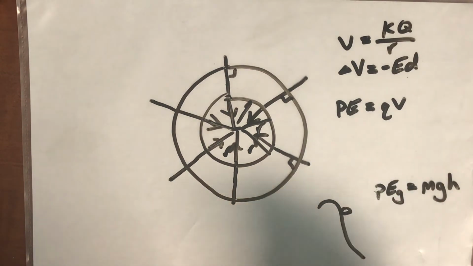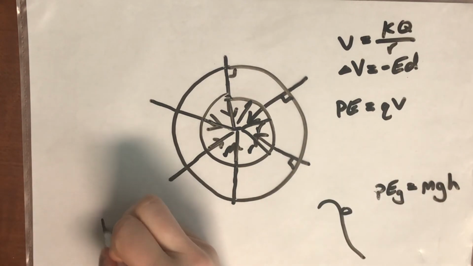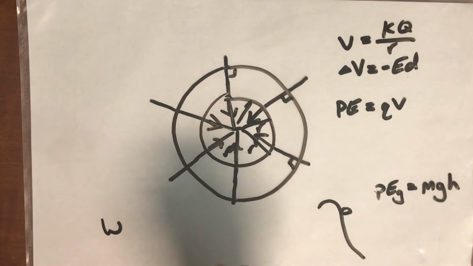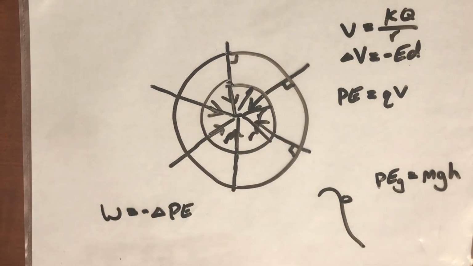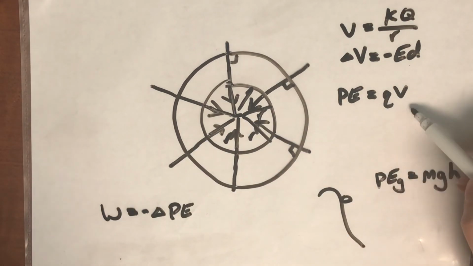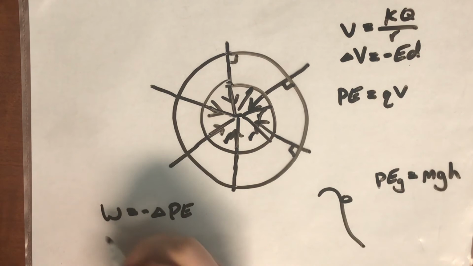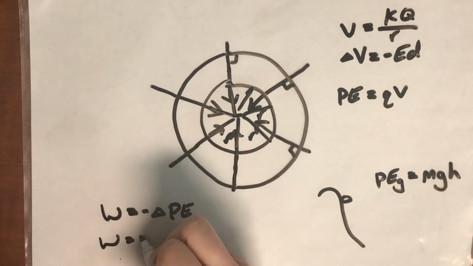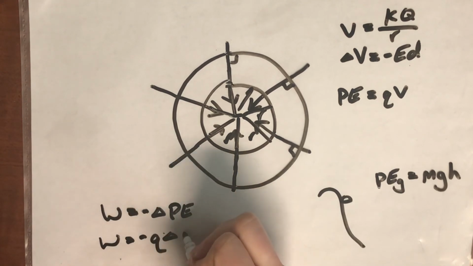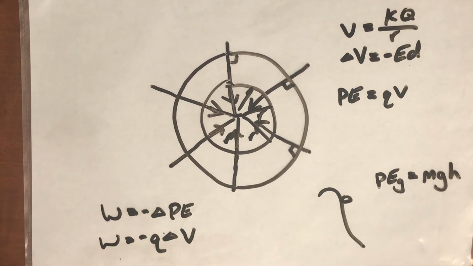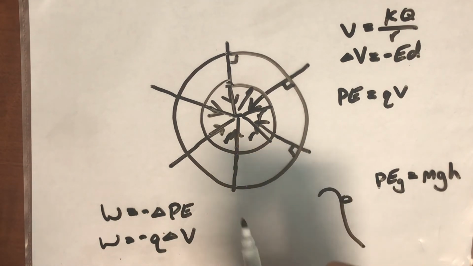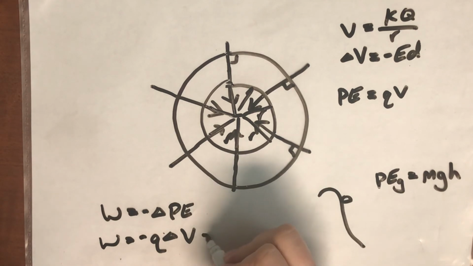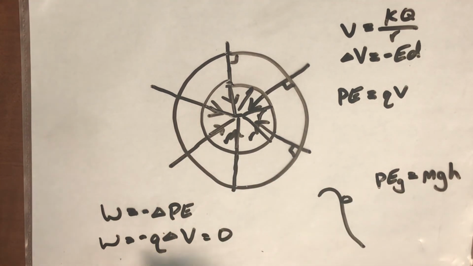Why is that? Well, if we check out the work equation, we see that work equals the negative change in potential energy. We saw earlier that PE equals Q times V, so this means that work equals negative Q times delta V. Since V does not change along equipotential lines, the delta V equals 0, which makes the work 0 as well.